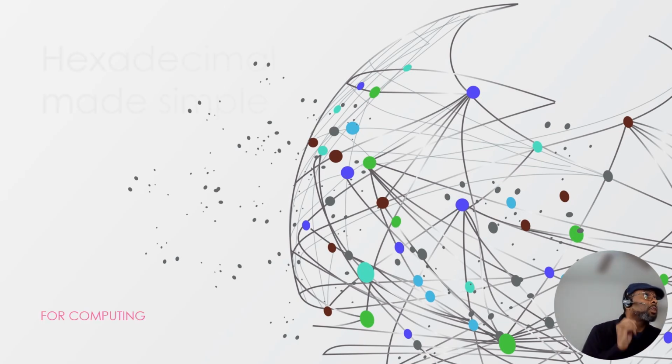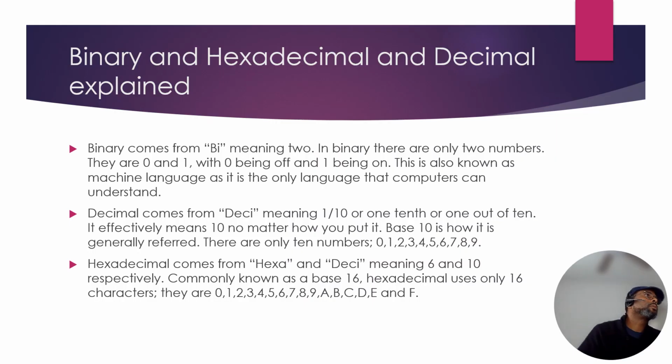Here's another presentation I put together named Hexadecimal Made Simple for Computing. I'm not getting into all the super duper math and all that stuff. This is just hexadecimal made simple for computing purposes. So binary and hexadecimal and decimal explained.